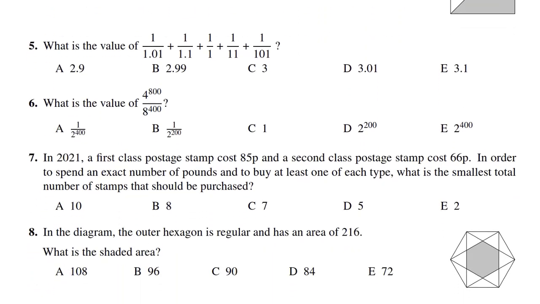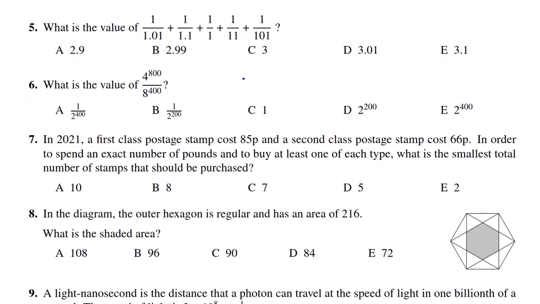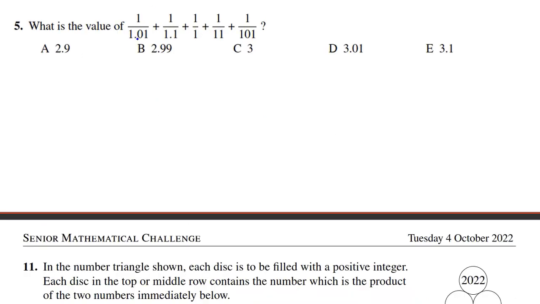It was problem 4. Let's try problem 5. What's the value of 1 over 1.01 plus 1 over 1.1 plus 1 plus 1 over 11 plus 1 over 101? Okay, to get rid of these decimal points, we multiply the first one, both numerator and denominator by 100, so it will be 100 over 101.